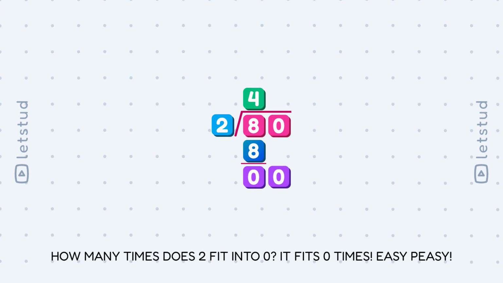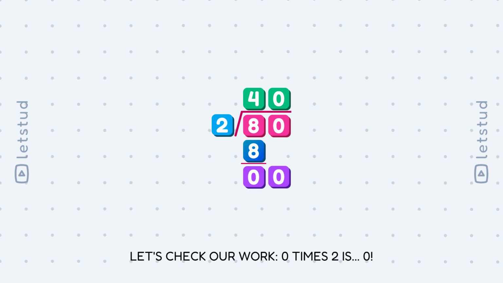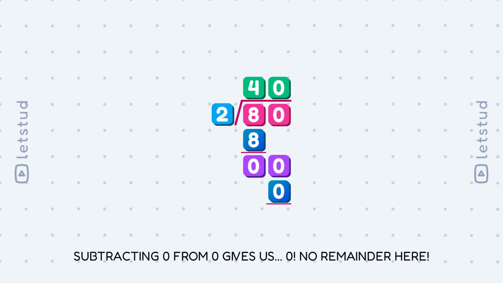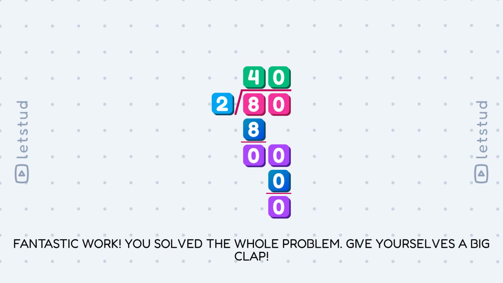How many times does 2 fit into 0? It fits 0 times, easy peasy. Let's check our work. 0 times 2 is 0. Subtracting 0 from 0 gives us 0. No remainder here. Fantastic work, you solved the whole problem.